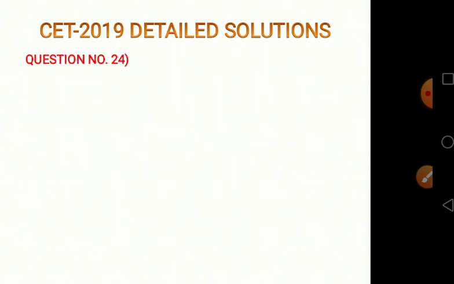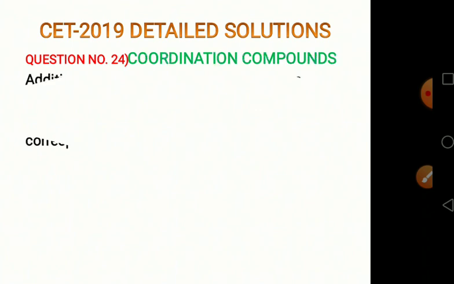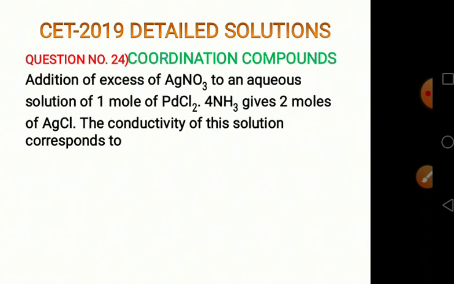Let us see question number 24. Coordination compounds chapter. Two questions are asked from this. Addition of excess of AgNO3 to an aqueous solution of 1 mole of PdCl2 gives 2 moles of AgCl.